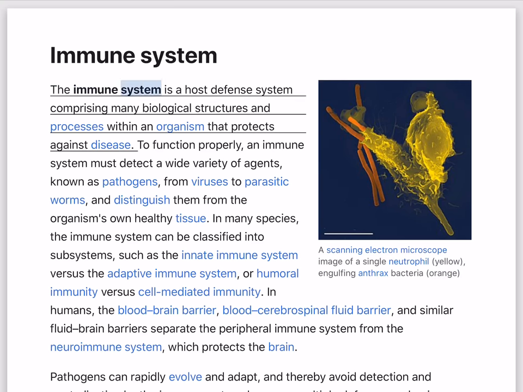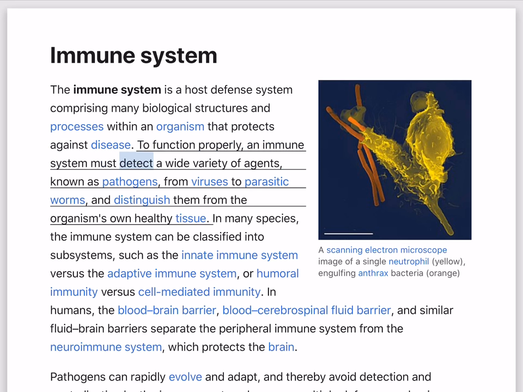The immune system is a host defense system comprising many biological structures and processes within an organism that protects against disease. To function properly, an immune system must detect a wide variety of agents, known as pathogens, from viruses to parasitic worms, and distinguish them from the organism's own healthy tissue.